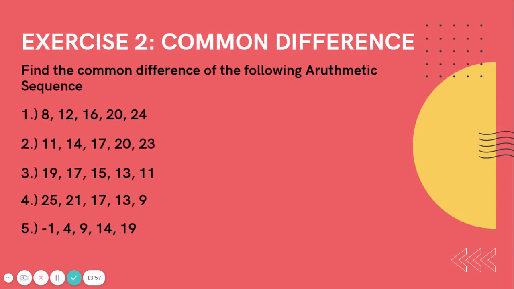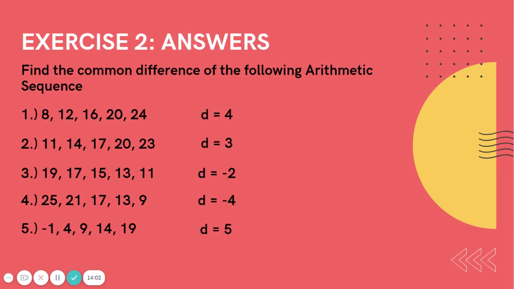So I think you're done. So let us reveal and check if you got all the correct answers. Okay, so our common difference for number 1 is 4. So paano nakuha yon? So 12 minus 8, 4. And then you can also check if you got the same common difference dun sa magkaibang consecutive terms. Number 2, our common difference is 3. Okay. For number 3, our common difference is negative 2.